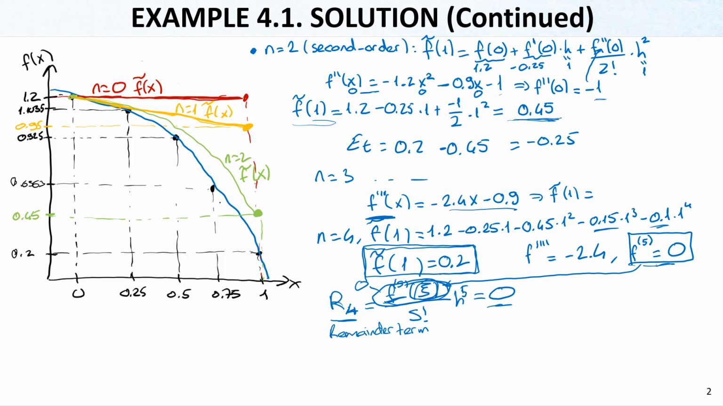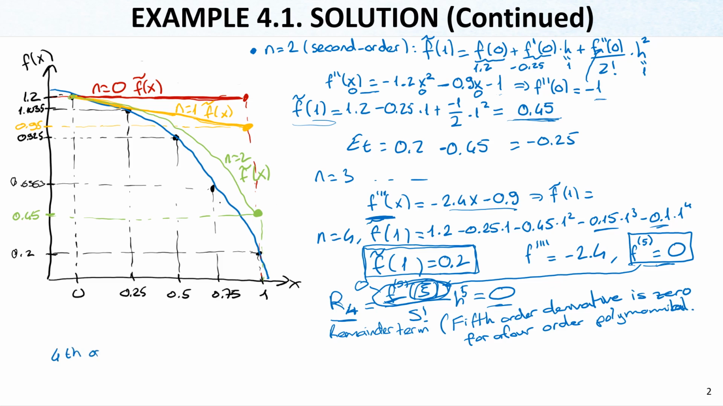So fifth order derivative is 0 for a 4 order polynomial. That's why a 4 order polynomial, that's why a 4 order Taylor series gives the exact solution for the 4 order. Let me write it down.